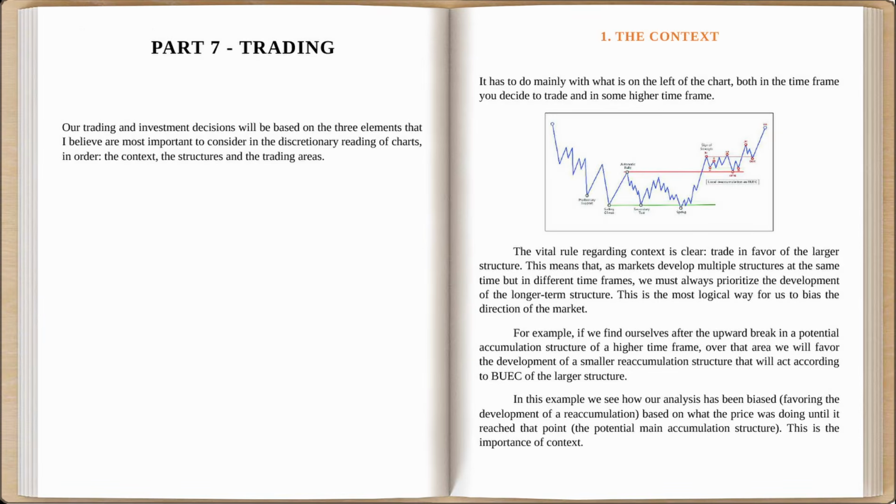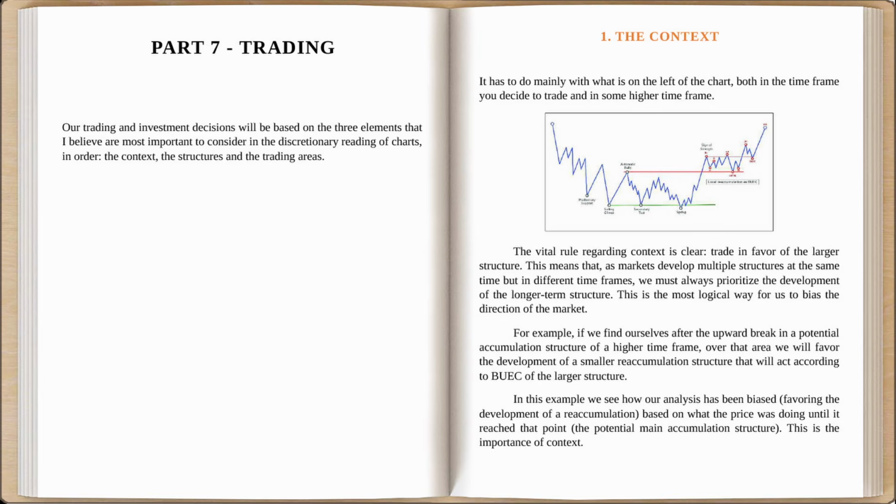Part 7. Trading. Our trading and investment decisions will be based on the three elements that I believe are most important to consider in the discretionary reading of charts, in order: the context, the structures, and the trading areas. 1. The context. It has to do mainly with what is on the left of the chart, both in the time frame you decide to trade and in some higher time frame. The vital rule regarding context is clear: trade in favor of the larger structure.